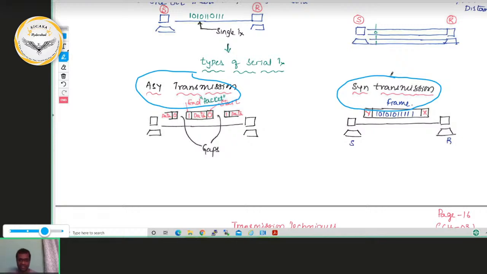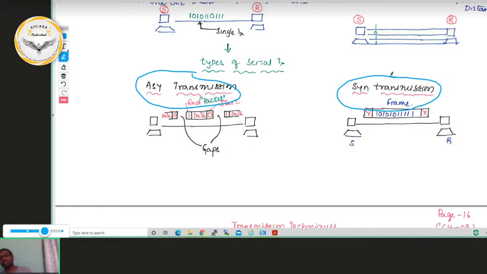So what do you mean by different speed? If the sender is sending 100 bits per second, but the receiver is receiving only 50 bits per second, that means the devices are at different speeds. What do you mean by same speed? If the sender is transmitting 100 bits per second and the receiver is receiving 100 bits per second, then the devices are at the same speed.